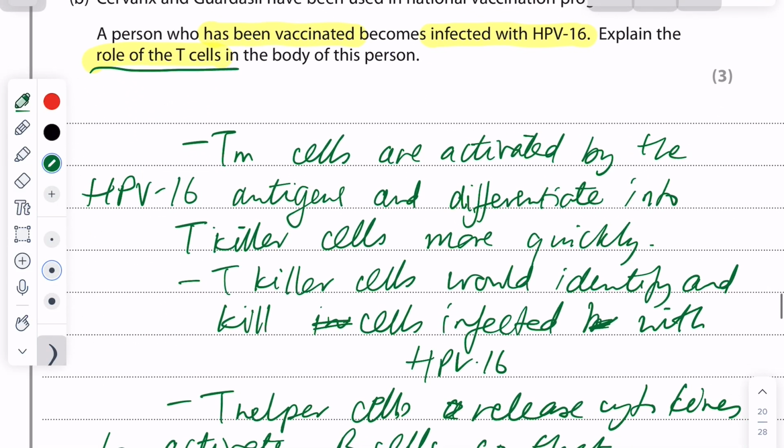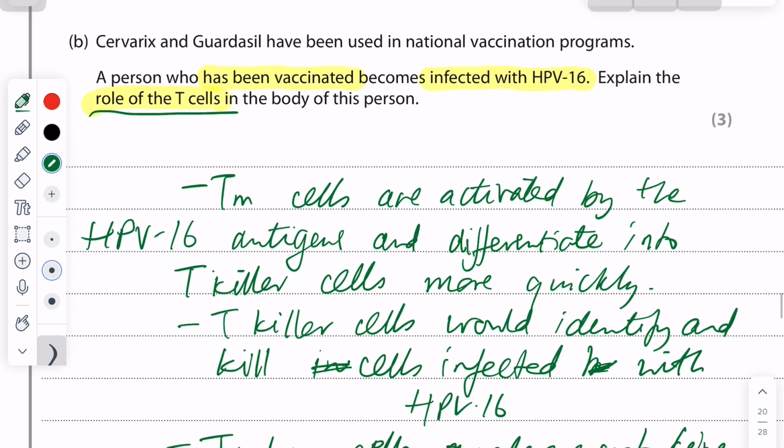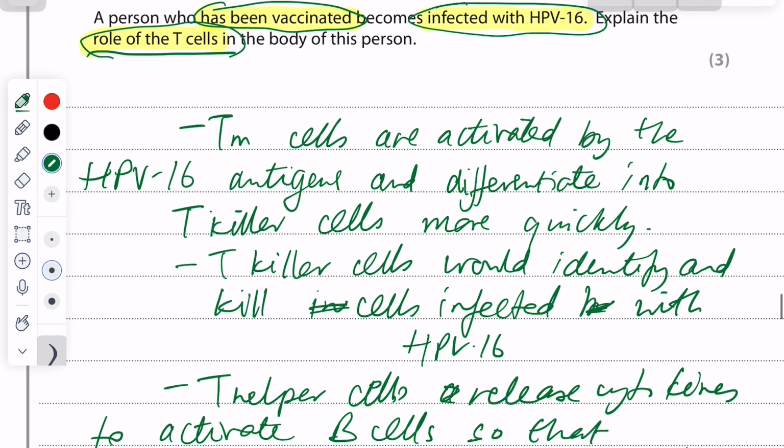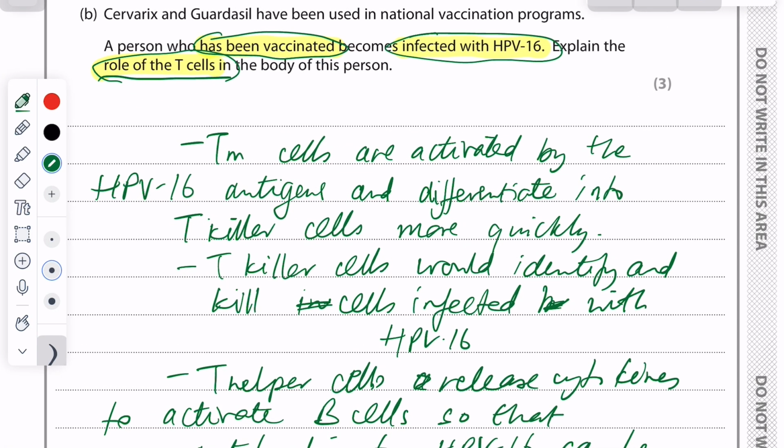All right. Then we've got Cervarix and Gardasil have been used in national vaccination programs. A person who has been vaccinated becomes infected with HPV-16. Explain the role of T cells in the body of this person. So they're not technically or explicitly asking for the entire immune response. They're specifically asking us to explain specifically what the T cells do. Explain the role of T cells in the body of this person. It doesn't say describe the role, so that makes me think a little bit again.